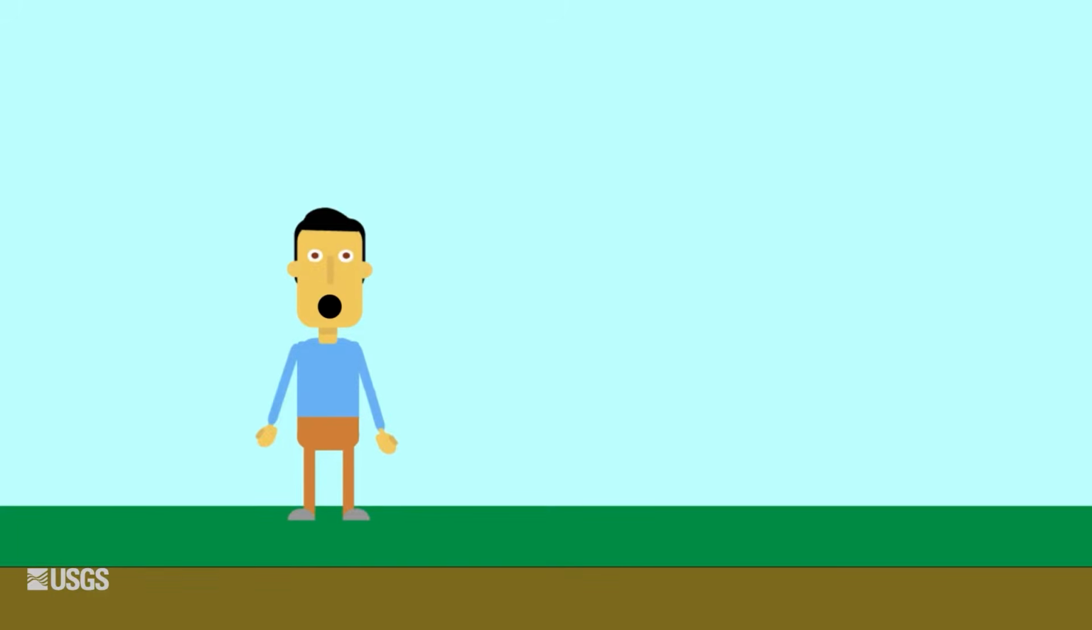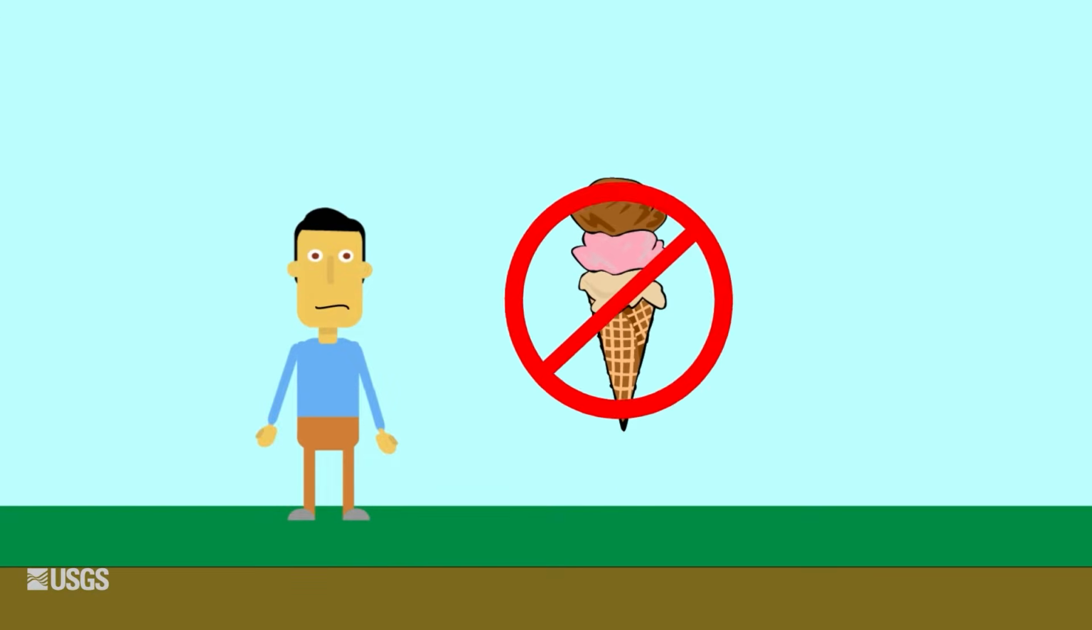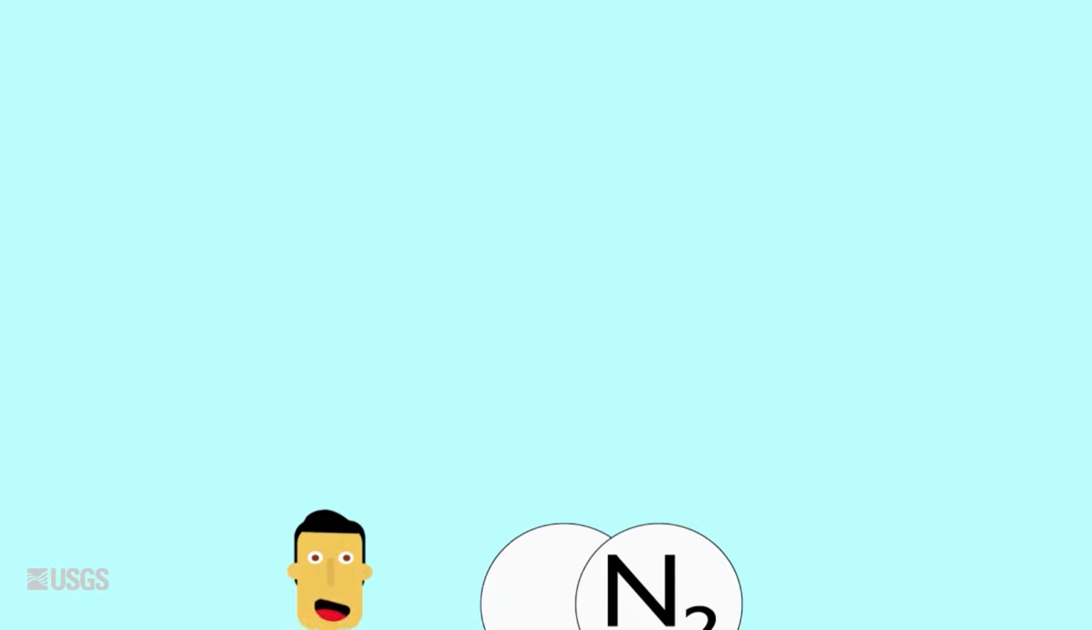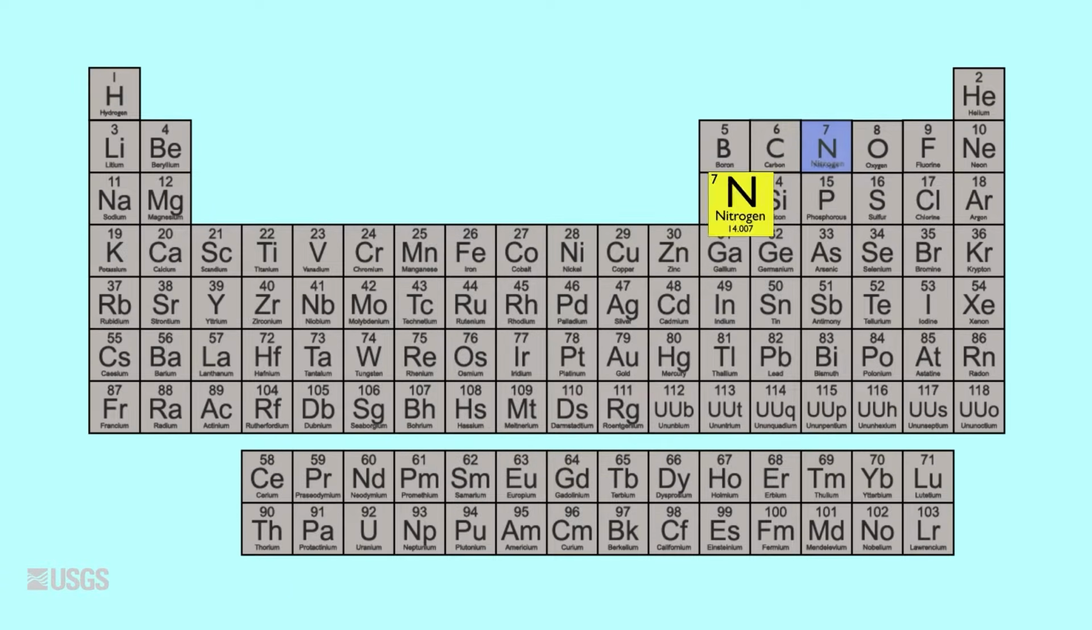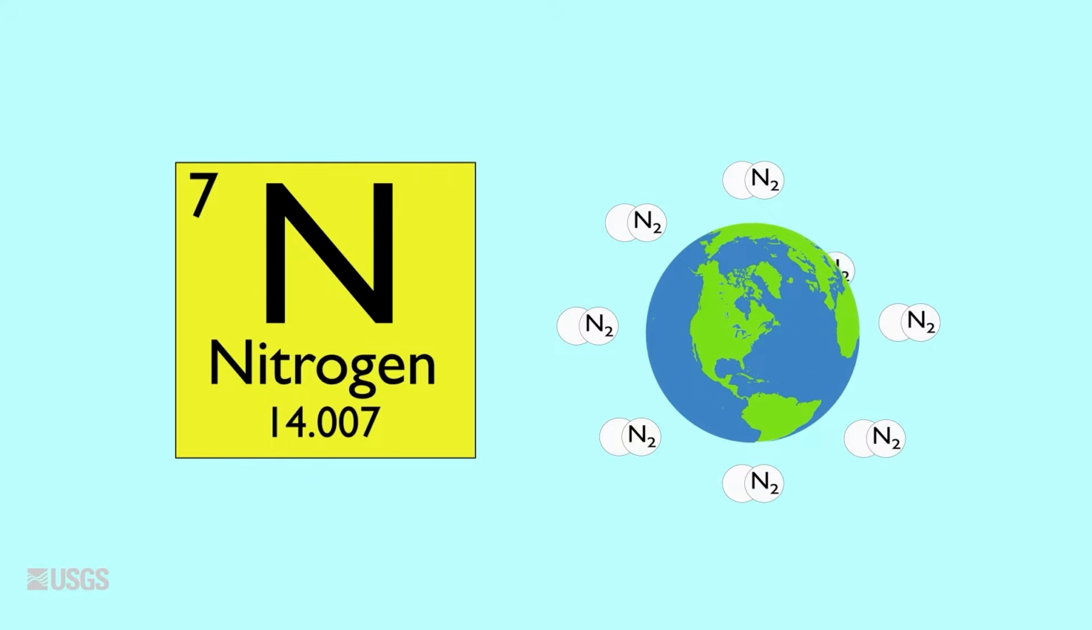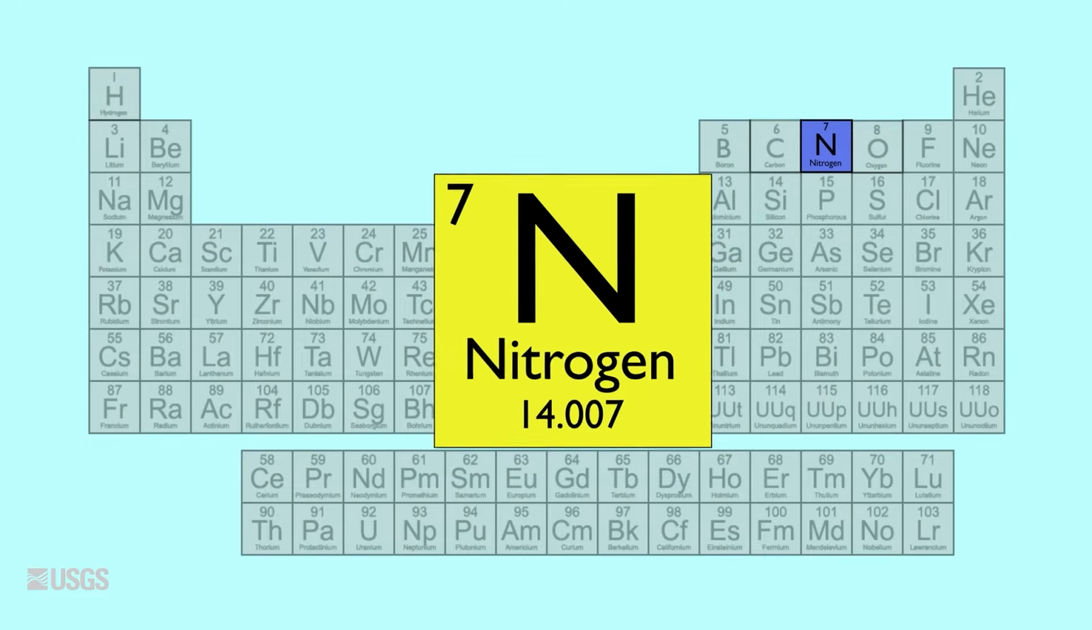It's everywhere around you. You're made up of it. You need it every day. You're probably thinking of ice cream, but no. We're talking about nitrogen. Nitrogen makes up 78% of the Earth's atmosphere and is the seventh most abundant element in the universe.